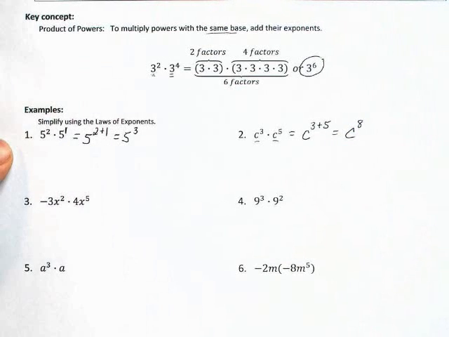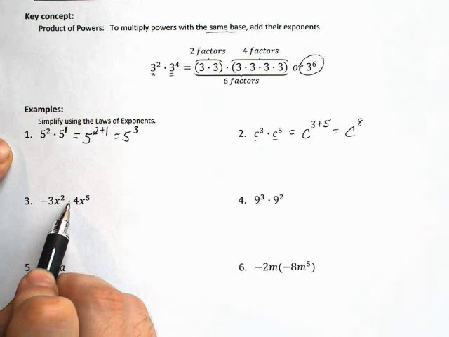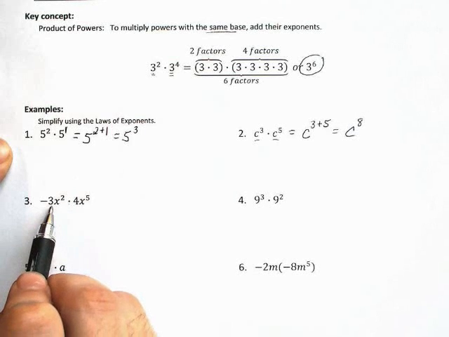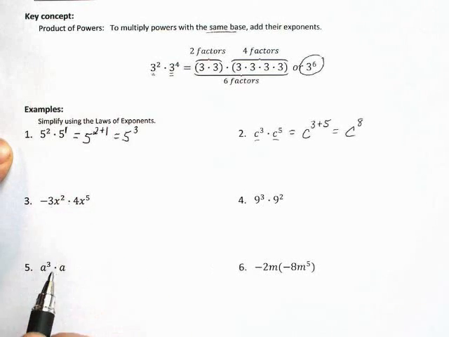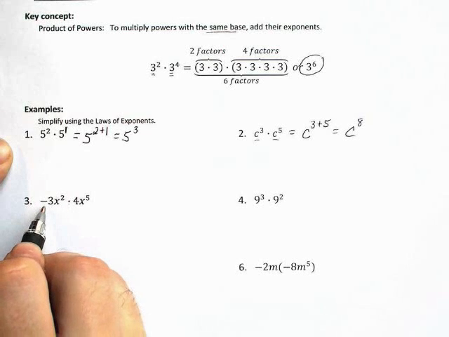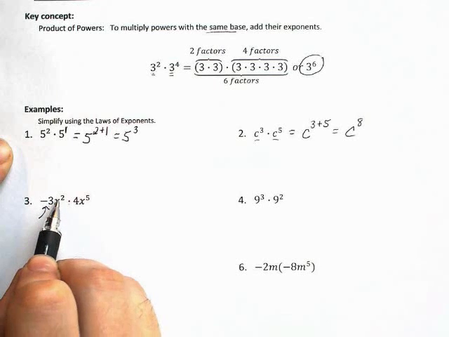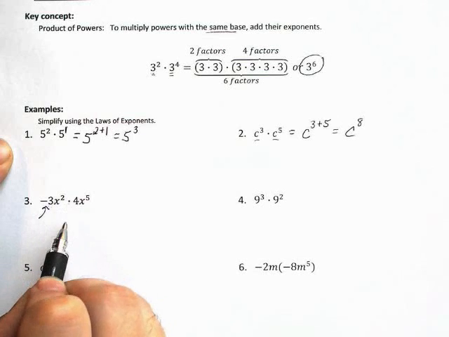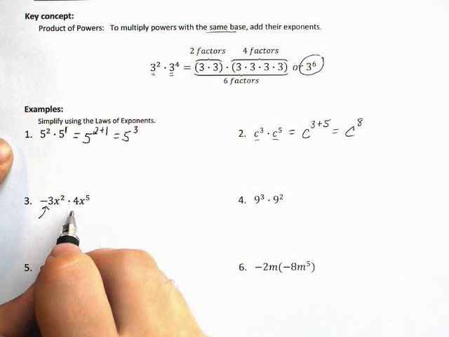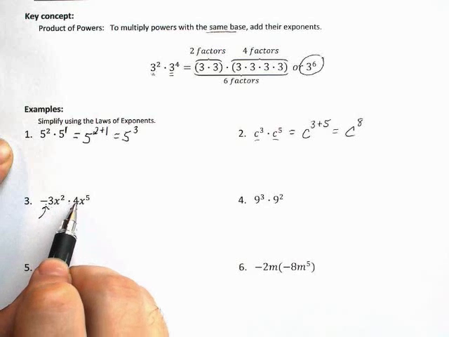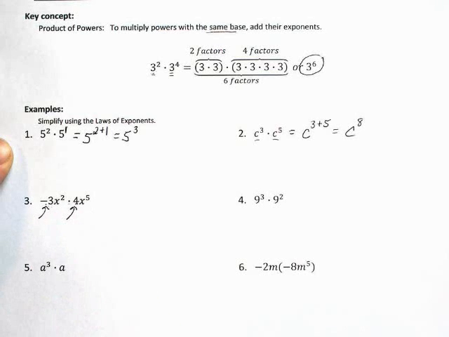One more example. Number 3. Here we have a multiplication problem, so this is a product, and there are some powers in the product, x to the second power, x to the fifth power. There are some powers, but there are also numbers being multiplied that are not powers with the same base. Here we have -3. It's being multiplied by x squared, and then multiplied by 4, and then multiplied by x to the fifth power. So the -3 and the 4 are not like bases, but we can still multiply them.